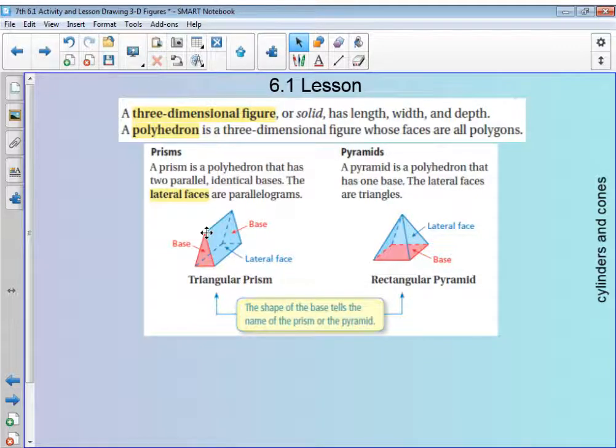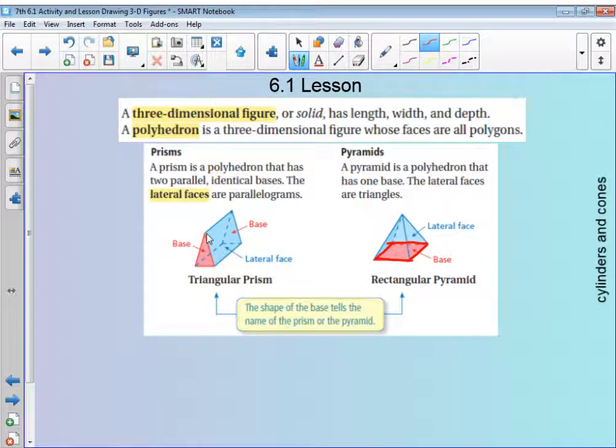A pyramid, on the other hand, is a polyhedron that has one base only. So notice it is only one base, and in this case, the base is a square or a rectangle. So pyramids are named according to their base shape. Here they have identified it as a rectangle, although it kind of looks like a square. This would be called a rectangular pyramid. Now, sometimes you're going to have triangular pyramids where the base is a triangle. So pyramids are named according to their base figure. So this would be a rectangular pyramid.